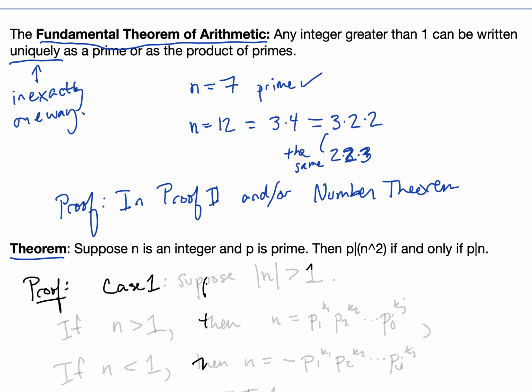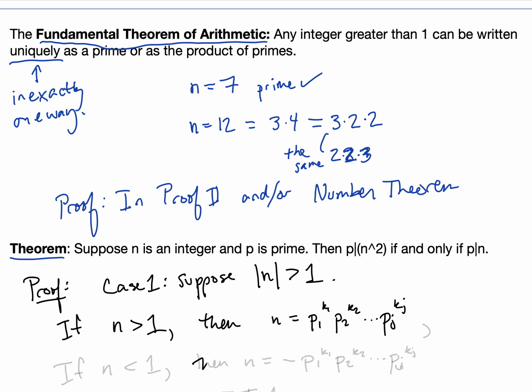So case 1, suppose that the absolute value of n is greater than 1. So in this case, if n is greater than 1, then n is equal to a product of primes, p1 to the k1 times p2 to the k2 times ... pj to the kj. So it's equal to some product of primes.